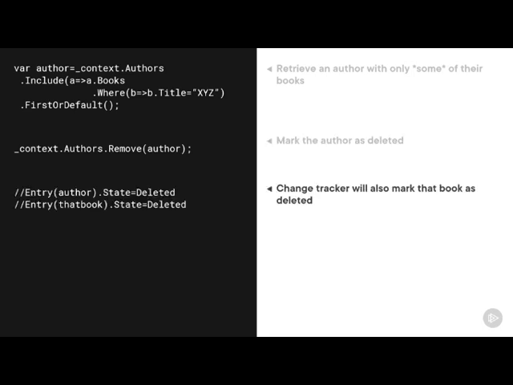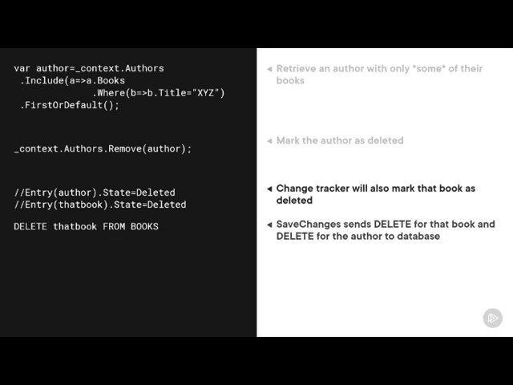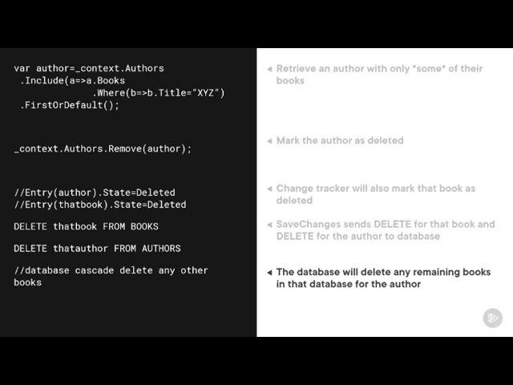Well, EF Core would first send a delete for the book that's in memory. The other book would stay in the books table, but then, when the author is deleted, the database performs the cascade deletes and gets rid of any other books for that author. So EF Core and the database work as a team with cascade deletes.